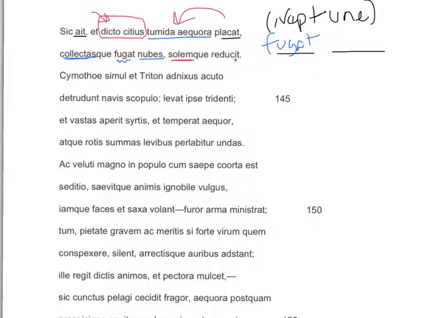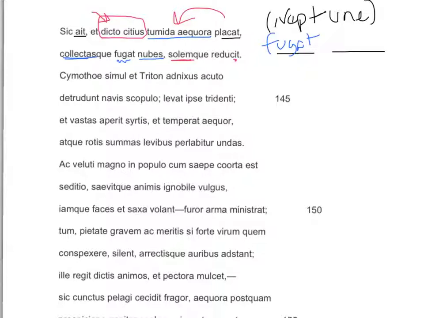Thus he spoke. And he calms the teeming waters more swiftly than speech. He puts to flight the collected clouds, and he brings back the sun. All right, on to the next phrase.